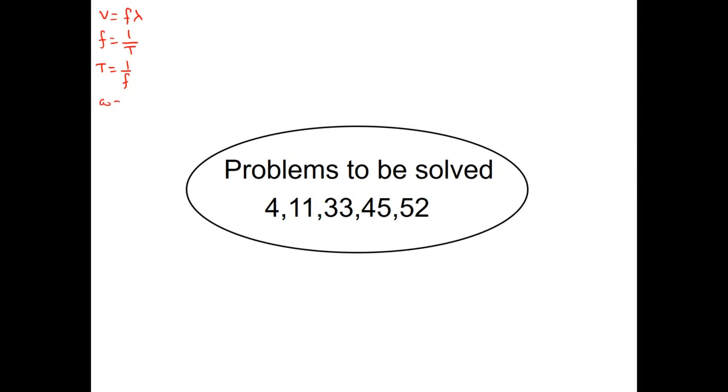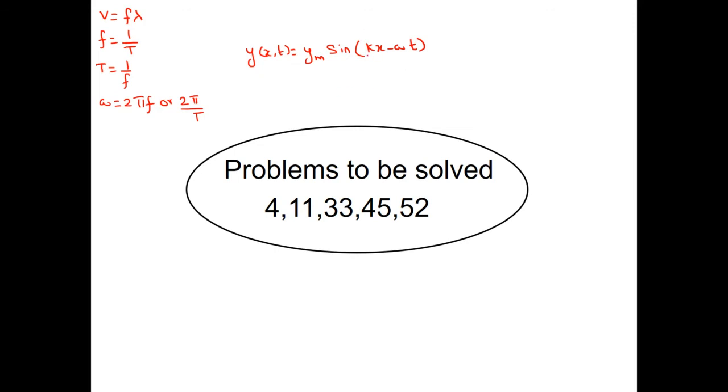So omega is equal to 2 pi f or 2 pi over T. Very good. And then what is the wave equation? The displacement of the wave, y of x comma t, is equal to amplitude multiplied by sine of kx minus omega t. Very good.